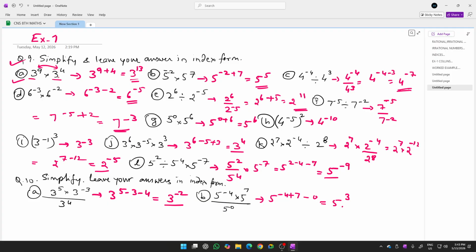So 3 and 3, the bases are the same and there's a multiplication sign over here. So all you have to do is just add 9 and 4. You'll get the answer as 13. So you write the answer as 3 raised to 13.